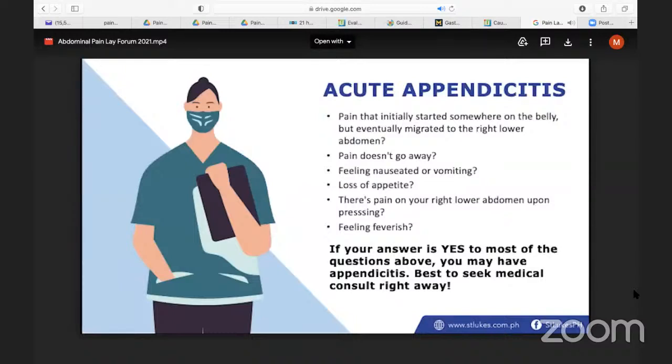If you are suspecting that you might have acute appendicitis, go over the following questions. Did the pain initially start somewhere on the belly, but eventually migrate to the right lower abdomen? Pain doesn't go away? Feeling nauseated or had episodes of vomiting? Experienced accompanying loss of appetite? Pain on the right lower abdomen upon pressing? Feeling feverish? If your answer is yes to most of the questions above, you may have appendicitis and it is best to seek medical consult right away.